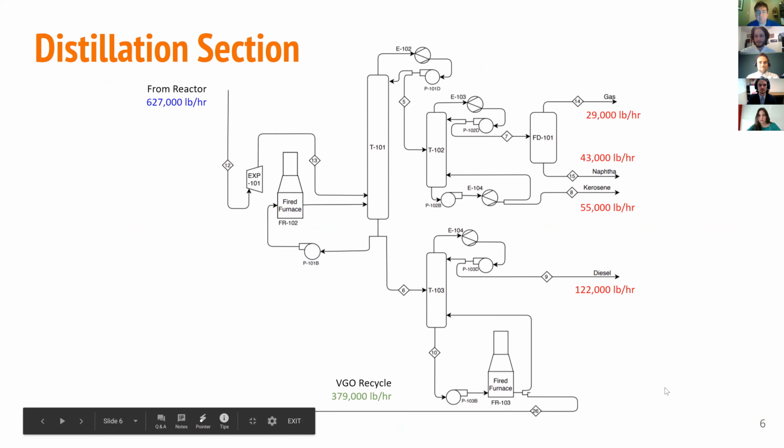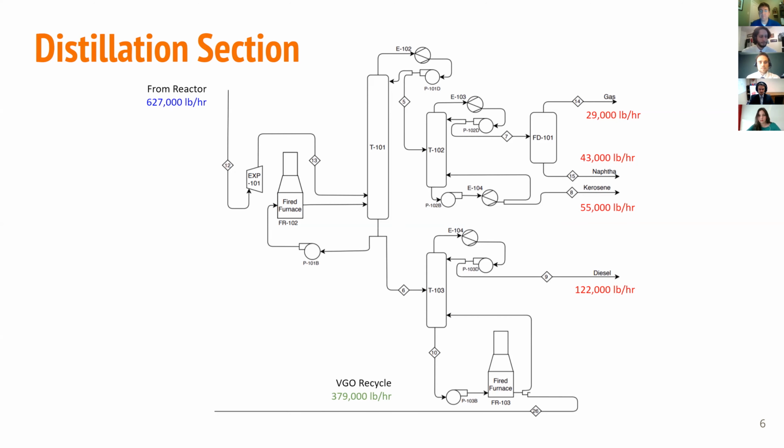Now we're moving into the distillation section of our system. This section is labeled similarly to the last, with blue signifying the feed coming in, green recycling, and red leaving as our products that will be sold. On the right, you can see the mass of each of our products leaving our system per hour in pounds. You have around 30,000 pounds of gas, around 43,000 pounds of naphtha, 55,000 pounds of kerosene, and 122,000 pounds of diesel, which is our largest profit margin product. And then we have around 400,000 pounds of VGO being recycled back into our reactor system.